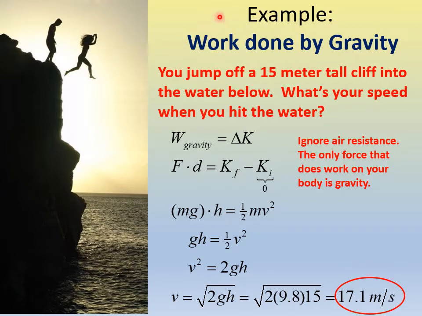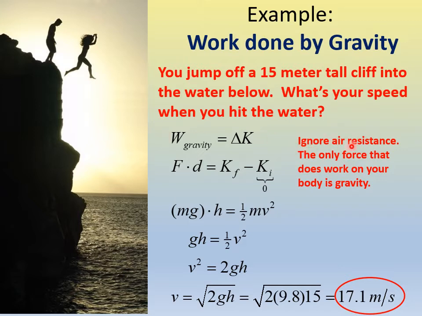Here's a little bit different problem. In this example, we're going to use the work done by gravity. So let's say you jump off a 15-meter tall cliff into the water below. What's your speed when you hit the water? Again, this is a problem that could be solved in several different ways. We learned how to solve these types of problems when we studied kinematics and projectile motion in the first few chapters of the course. Let's take a look at this from a work and energy perspective.